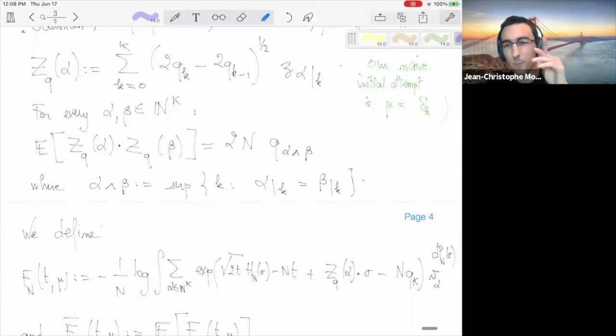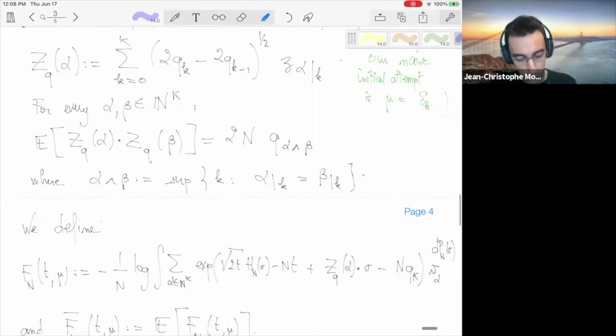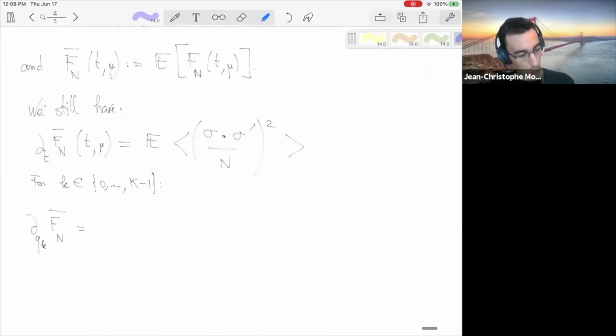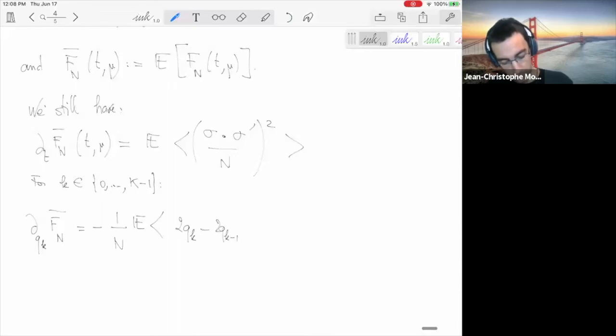It's this sum. So in fact, it appears twice, as 2qk minus 2qk minus 1, and in the 2qk plus 1 minus 2qk. Okay, so when we differentiate, what we will get is minus 1 over n expectation of 2qk minus 2qk minus 1/2, or minus 1/2 z alpha k dot sigma, minus, and then the other term.